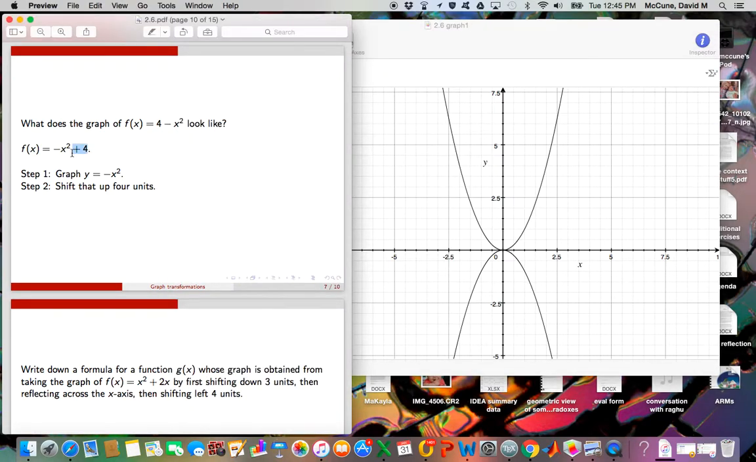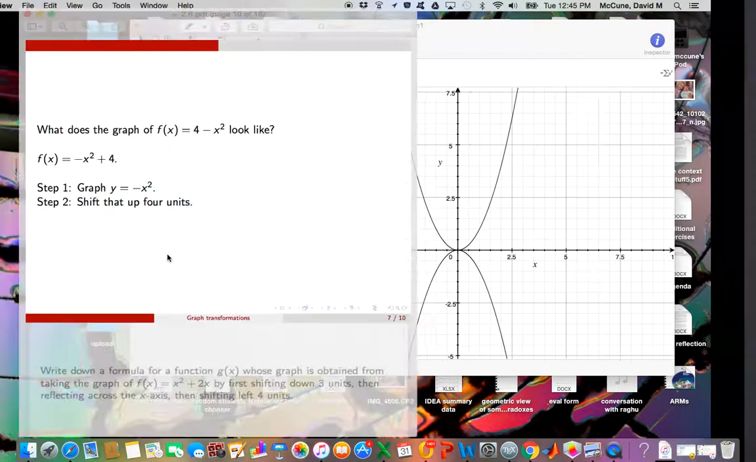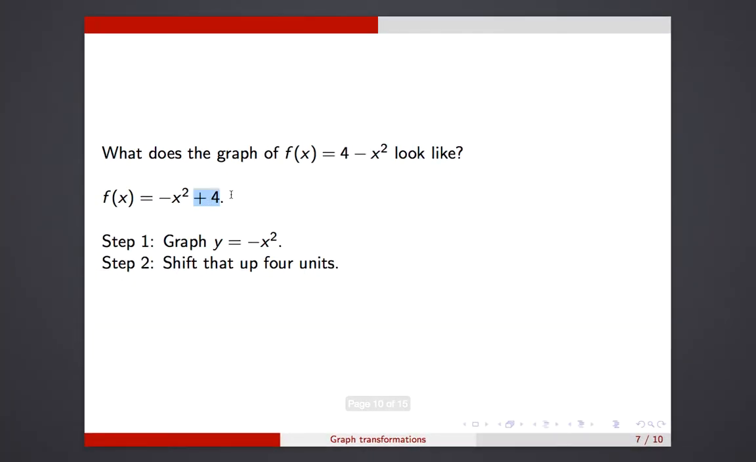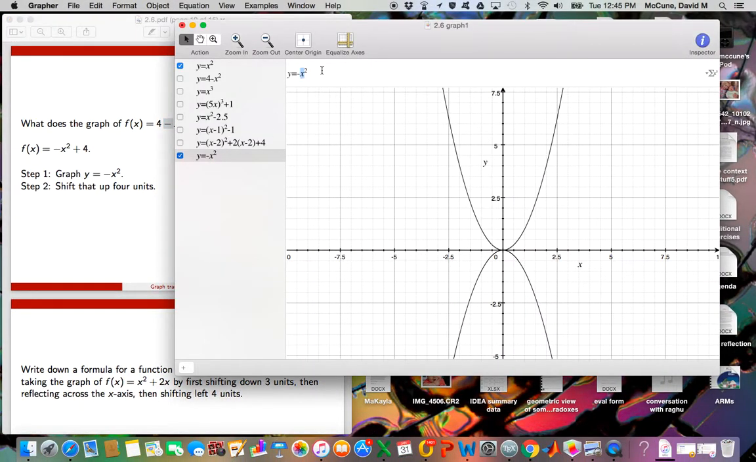Oh, but it's not just negative x squared. Once we slap a negative there, that plus 4 means add 4, means move up. So it's sort of a two-step process here, right? You reflected, and then when you were done reflecting, you added 4 to shift the whole thing up. So let me now just do that. Negative x squared plus 4. And there you go. There's the shape that I started with at the beginning.